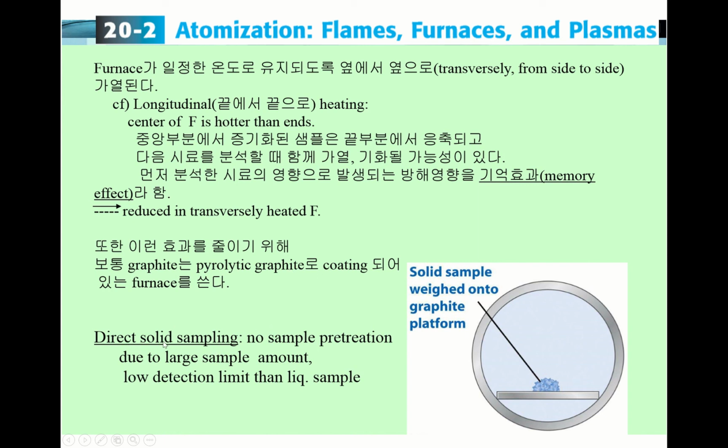Here is direct solid sampling. A solid sample is weighed onto the graphite platform. This is the platform; directly you put the solid sample here. No sample pre-treatment is needed, due to the large sample amount. In this way, direct solid sampling gives you a lower detection limit than a liquid sample.